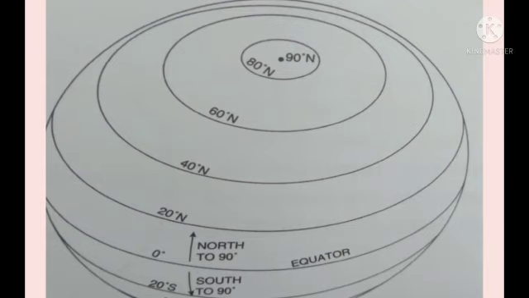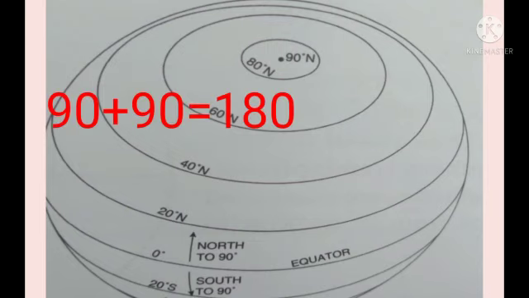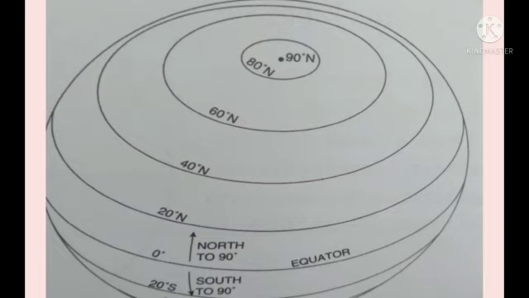From the equator to the north pole, there are 90 lines of latitudes, and from the equator to the south pole, there are also 90 lines of latitudes. So in total, there are 180 lines of latitudes on the globe.